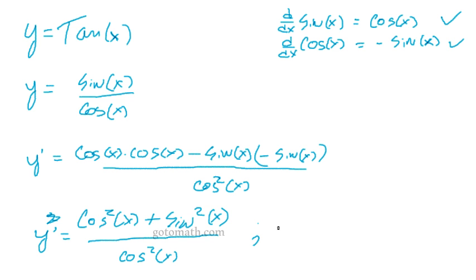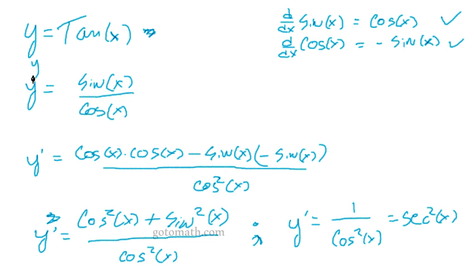Now this can be rewritten as y prime is equal to, this is an identity, cosine squared x plus sine squared x is 1, over cosine squared x. However, you're going to end up seeing this written as secant squared x. We're going to write this as secant squared x. So now we know that the derivative y prime is equal to secant squared x.